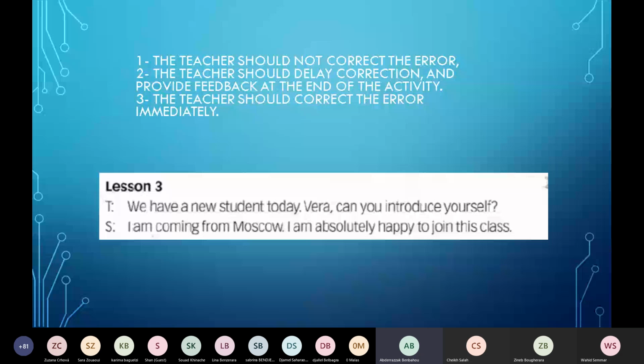No, I said that in this example, in lesson 3, I think that the girl, Vera, did not understand the question properly. I mean, she did not answer in a good way, but there is no mistake in what she said. She said, I'm coming from Moscow. I'm absolutely happy to join this class. It's absolutely correct, as far as I can see. But she should introduce herself by giving her name, her age, and, I don't know, other things. And thank you.